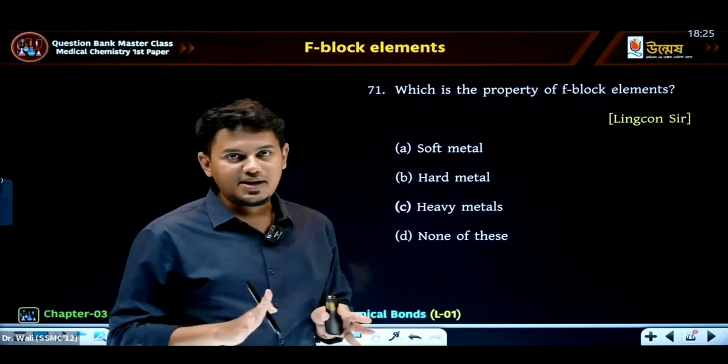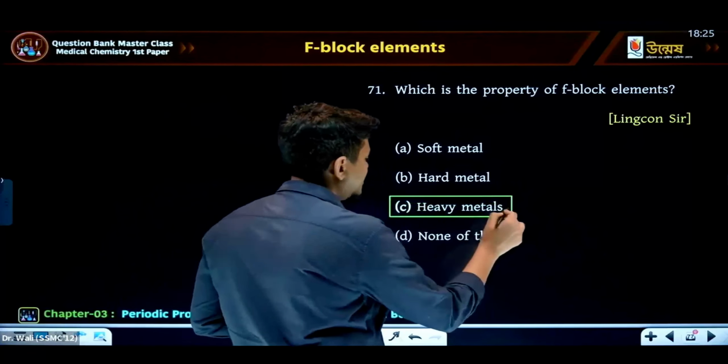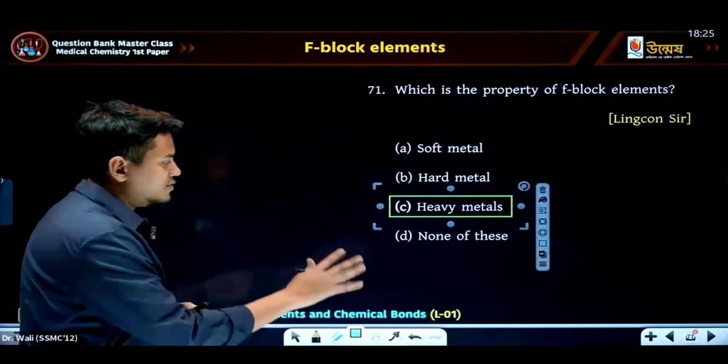It is not a hard metal. Heavy metal can be an answer, but hard metal is not the answer. So yes, option C has the correct information that we seek. So the correct answer will be C, and none of the others will be an answer.